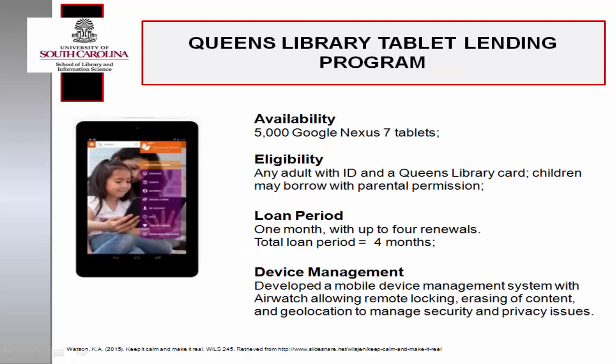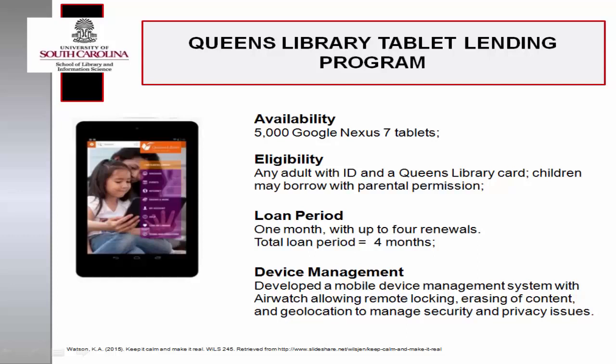Utilizing this approach, the Queens Library implemented a tablet lending program in November 2013, providing 5,000 Google Nexus 7 tablets to any adult with an ID and Queens Library card and to children with parental permission. Upon signing a one-time borrower's consent form acknowledging responsibility for returning the tablet in good condition with all its parts and the stated replacement cost, tablets are loaned for 1 month with up to 4 renewals, totaling 4 months.